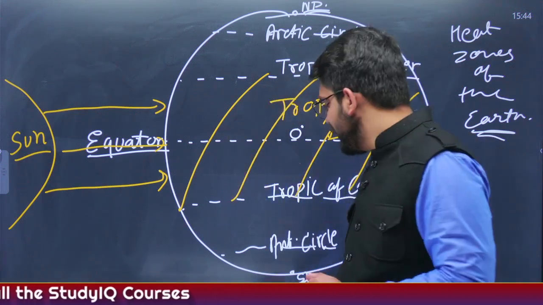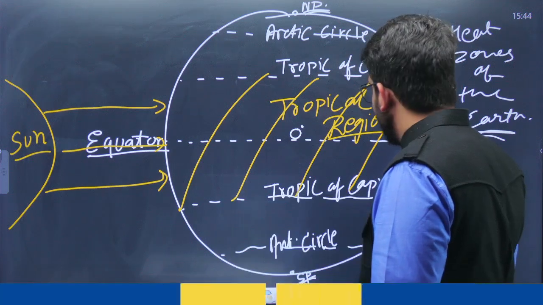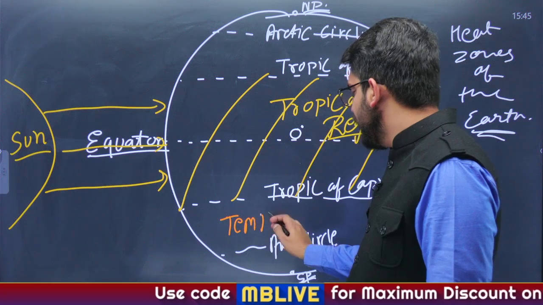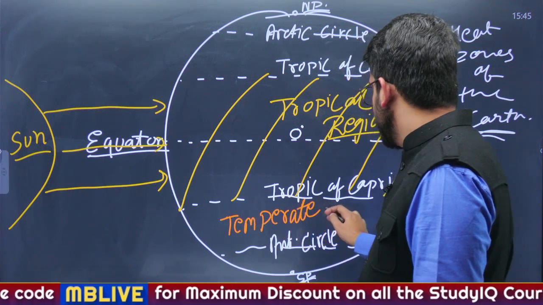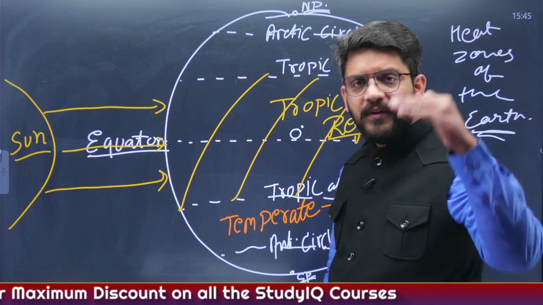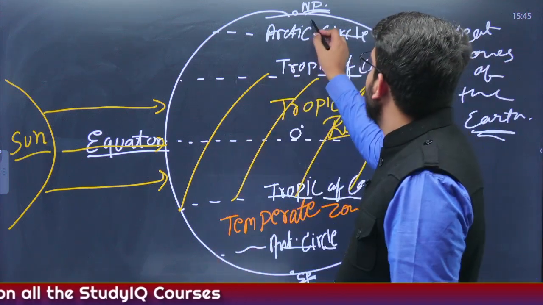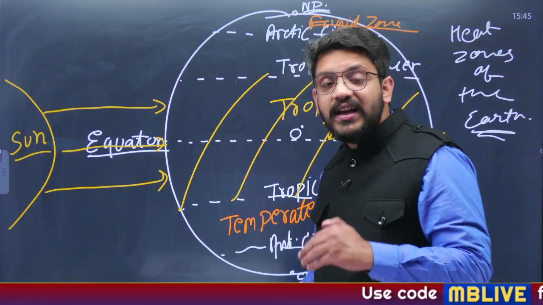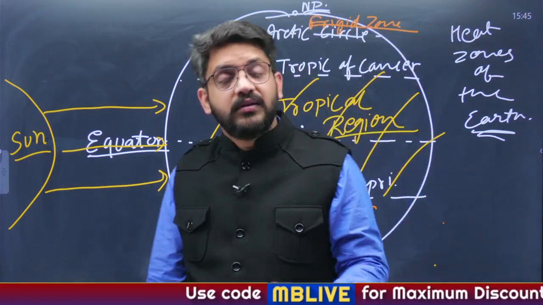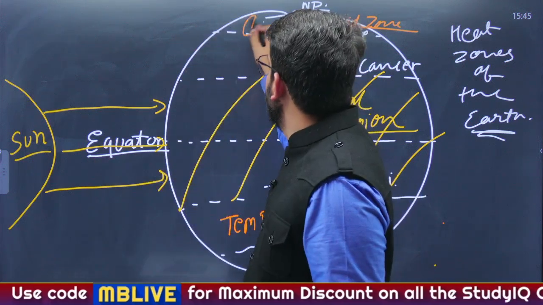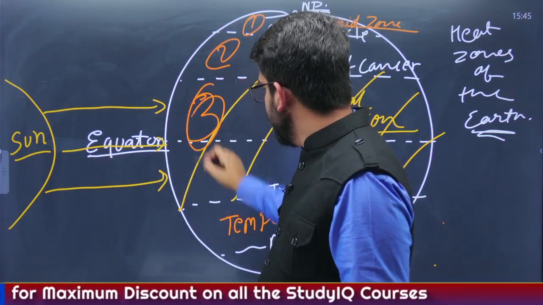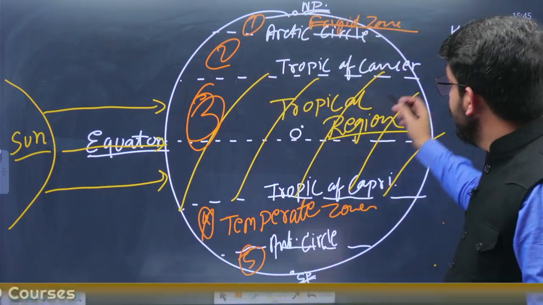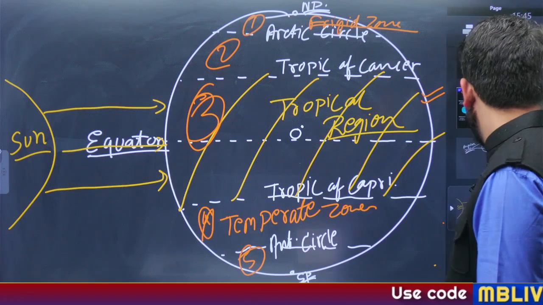as tropical region. Away from 23.5 degree till 66.5 degree, you will find this zone is known as temperate zone. This is temperate zone, and above 66.5 degree till 90 degree, it is known as frigid zone. These are the heat zones of the earth. There are mainly 1, 2, this whole is 3, 4, 5 zones of heat zones present on the earth's surface.